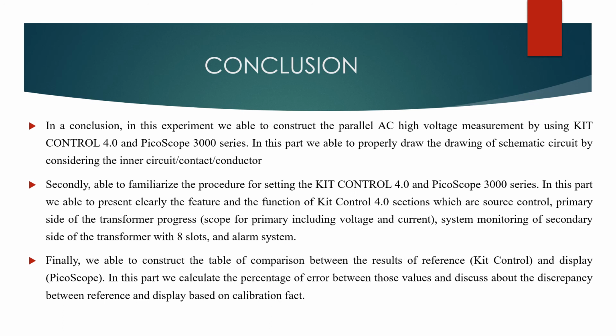In this part, we are able to present clearly the features and the functions of the kit control 4.0 sections, which are source control, primary side of the transformer progress, scope for primary including voltage and current, system monitoring of the secondary side voltage of the transformer with X slot, and alarm system.